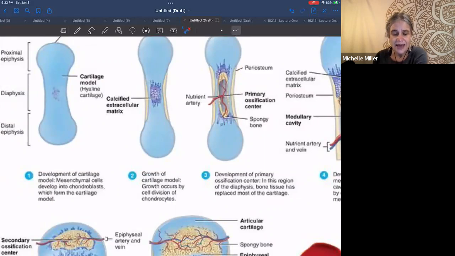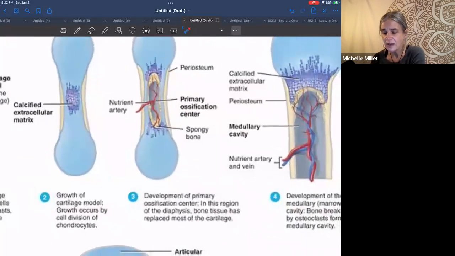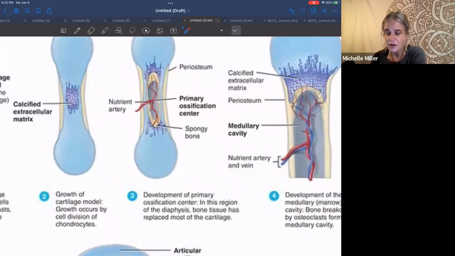So here in the diaphysis, which is the long part of the long bone, right? So the shaft of the long bone, we get calcification. And this calcification actually causes the chondrocytes to die. And those chondrocytes die and they need to be replaced by osteocytes. And in order to get osteocytes into the bone, we have the formation of a nutrient artery. So this delivers cells that are going to become bone cells or osteocytes. So the shaft of the long bone is where we have the primary ossification center.